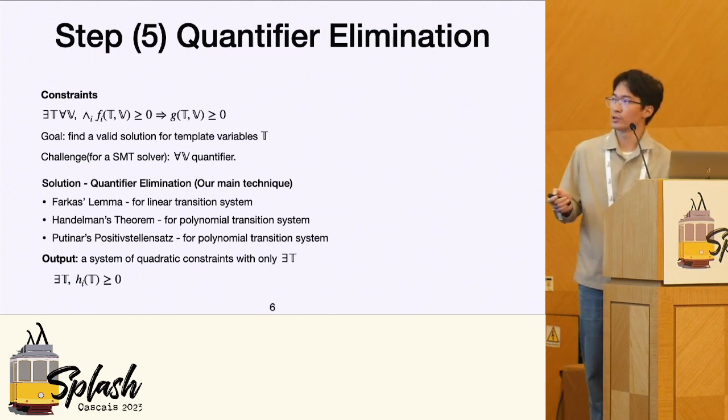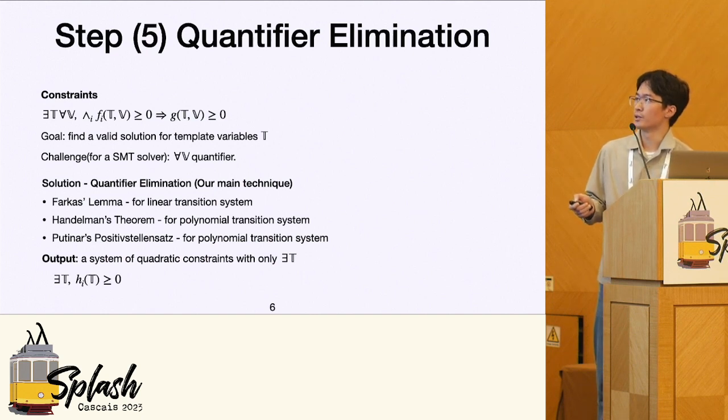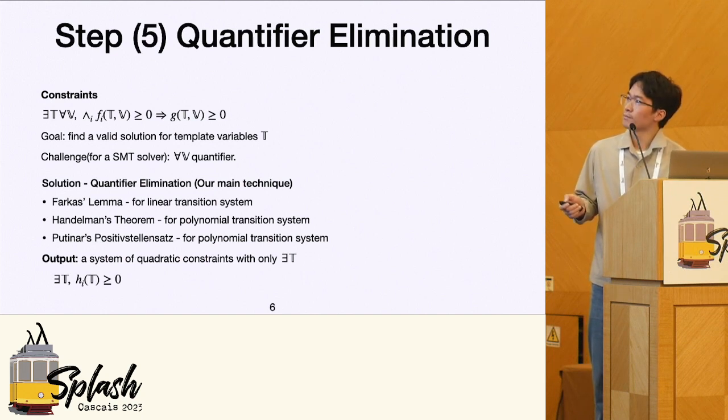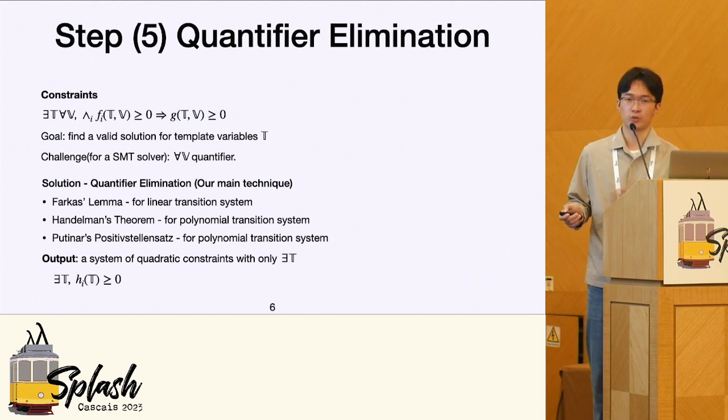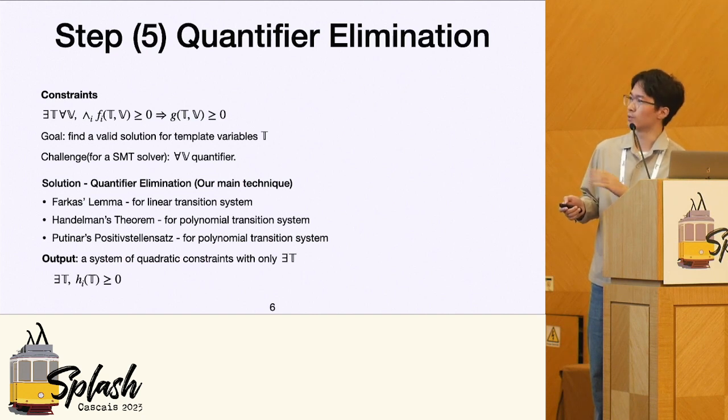So the solution is to use these theorems for the quantifier elimination, and this is our main theoretical technique. So we use Farkas Lemma for linear transition systems, and then use Handelman and Putinar for the polynomial transition systems. And after this processing, we output a system of quadratic constraints with only the existential quantifier on the template coefficient. So v doesn't appear here. There's no universal quantifier here. And this system can be efficiently solved by SMT solvers, so we get the solution. And next, we introduce each of these three theorems.